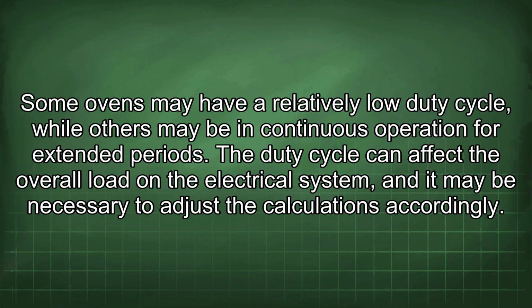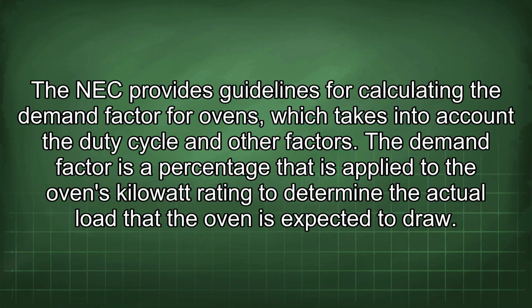The duty cycle can affect the overall load in the electrical system, and it may be necessary to adjust the calculations accordingly. The NEC provides guidelines for calculating the demand factor for ovens, which takes into account the duty cycle and other factors. The demand factor is a percentage that is applied to the oven's kilowatt rating to determine the actual load that the oven is expected to draw.